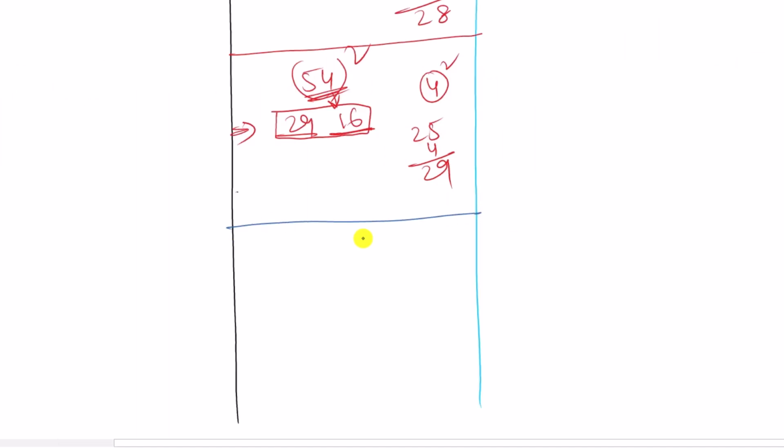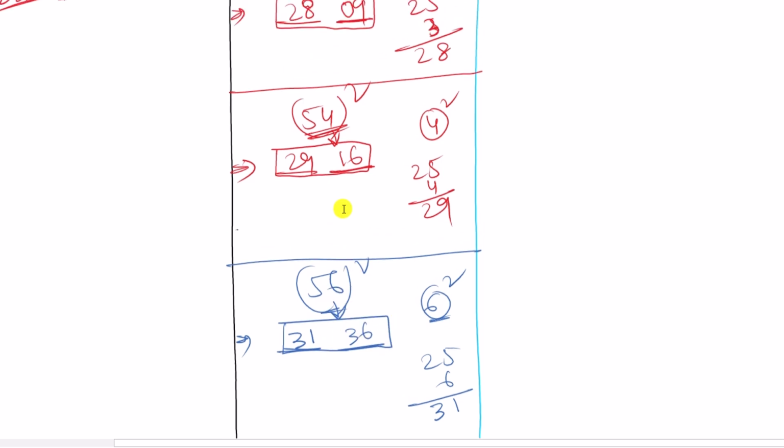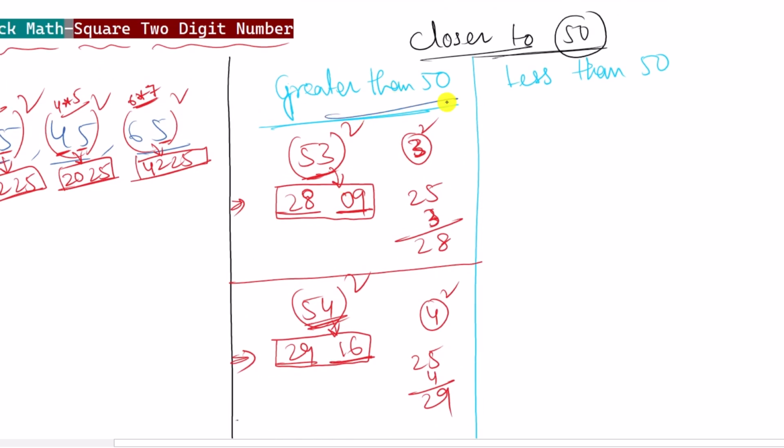Suppose we have another number, 56. The answer will have two parts. Because this number is 6 more than 50, in the latter part 6 squared will be here. So 6 squared is 36. Now we have to add the 6 to the number 25. So this is 31. So here we're going to have 31. This will be the square of the number 56. This way we can easily find it for the numbers which are greater than 50.